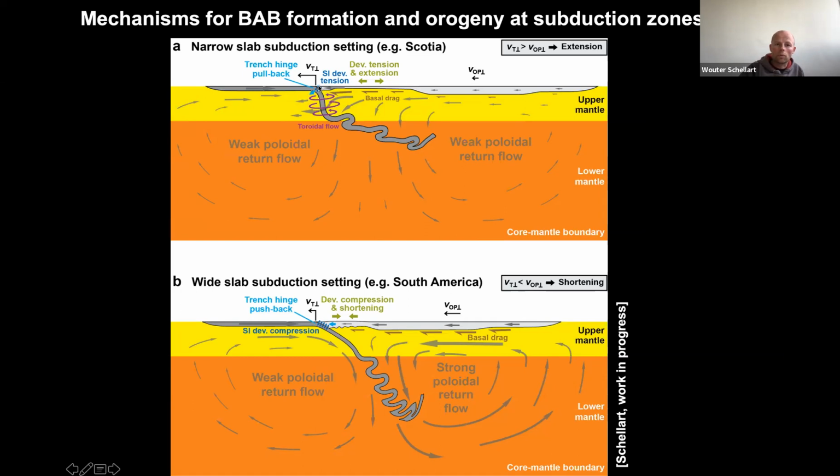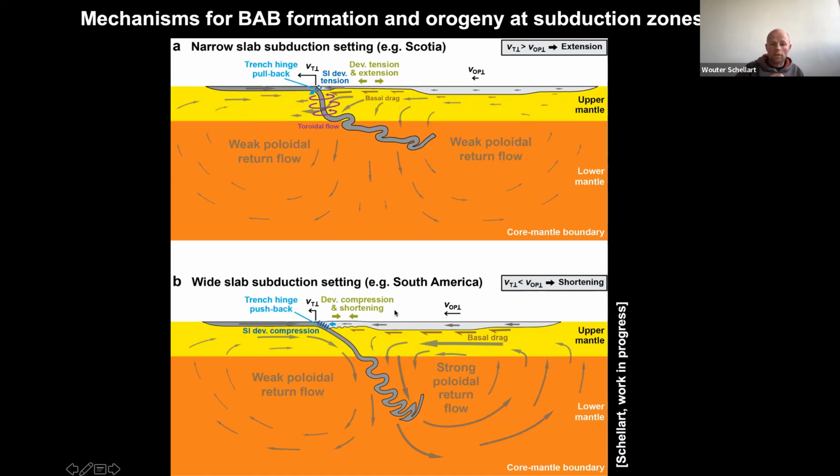And this first of all induces deviatoric tensional stresses here at the subduction zone interface. And with it, as we saw, this toroidal flow also induces a strong positive trenchward basal drag gradient. Right, so the basal drag here near the trench is very high, and far from the trench, the basal drag is quite small. And so this positive gradient causes deviatoric tension and extension in the overriding plate.